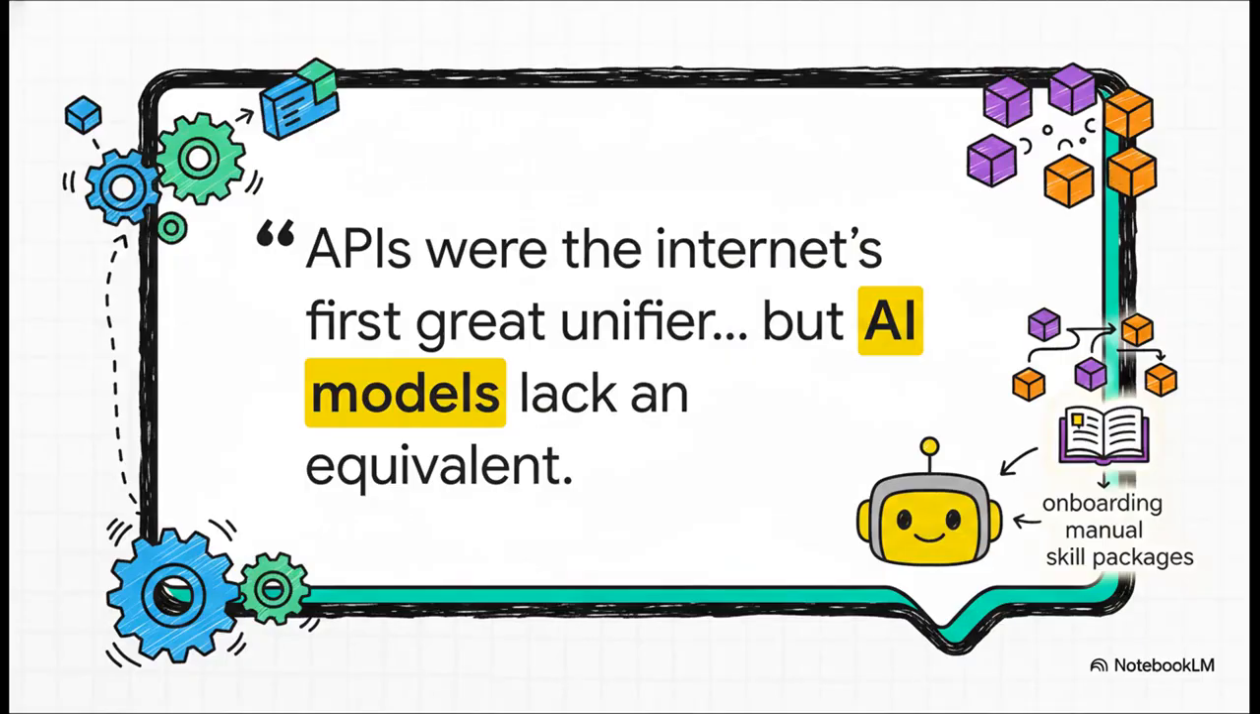It kind of reminds me of this quote, APIs were the internet's first great unifier. They created a shared language for software to talk to other software. Right now, AI agents don't really have that universal language, and that's why these new standards like AGENTS.md and these patterns like modular skills, that's why they're so important. They are the very first steps toward building that common ground.